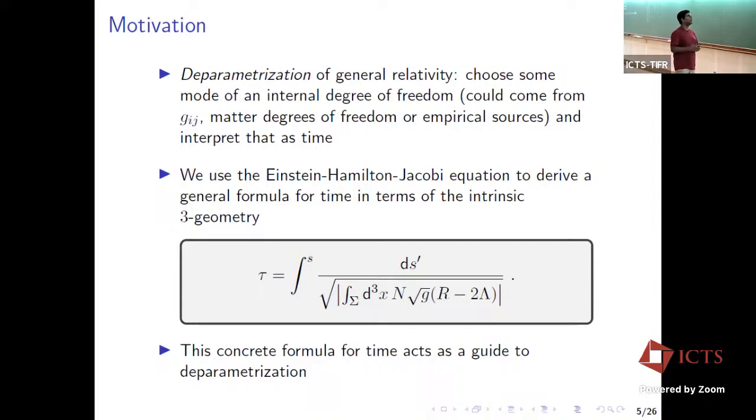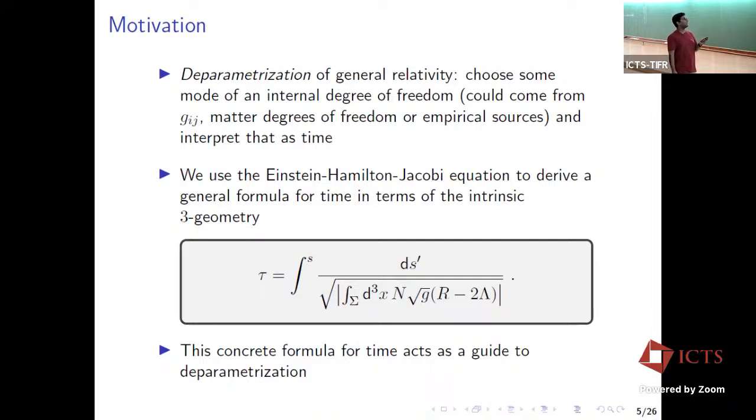So in this work, we use the Einstein-Hamilton-Jacobi equation to derive a general formula for time in terms of the intrinsic 3-geometry on a given 3-dimensional manifold. And the formula looks like this. I'll come to the different terms, or factors, here in a bit.